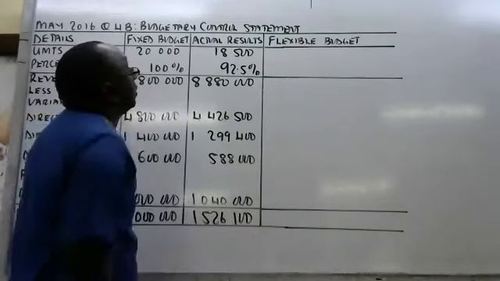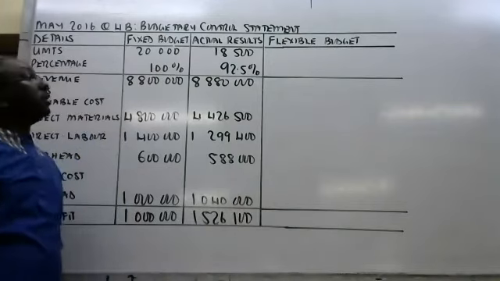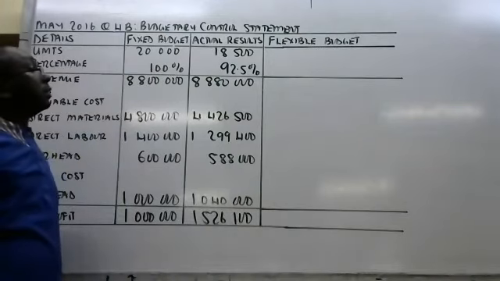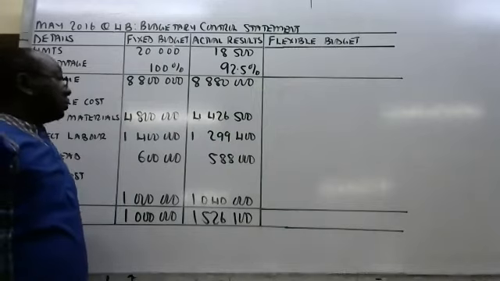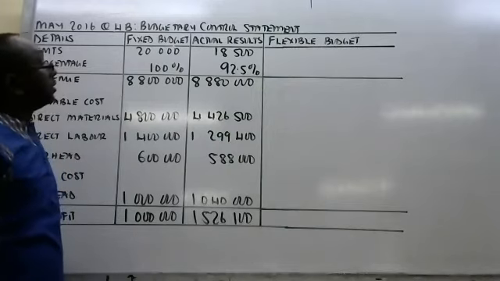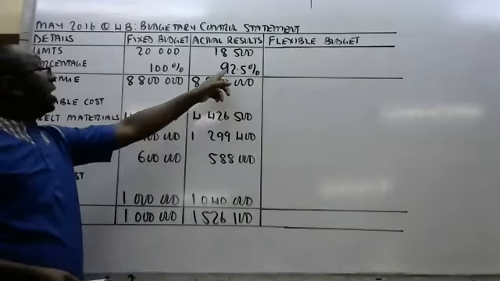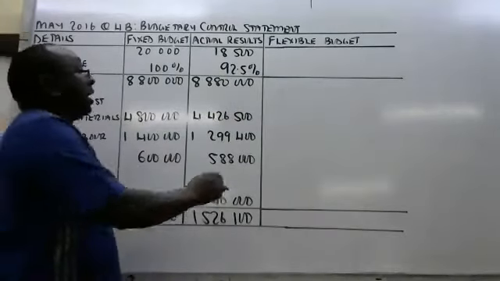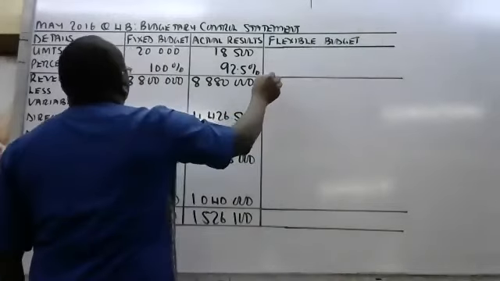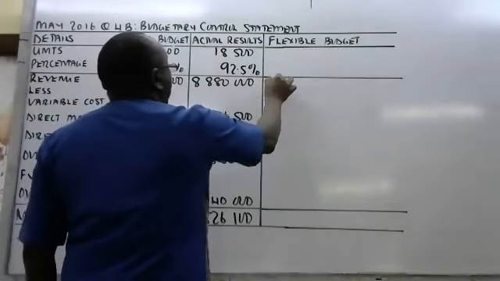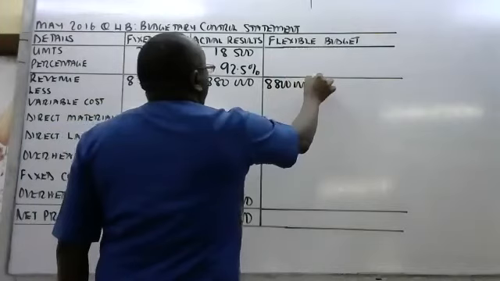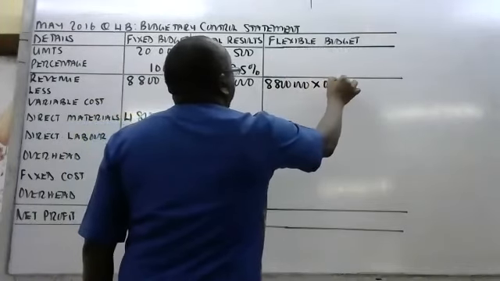$1,526,100. So this one, because we now know the percentage here, I can start here so that I know where I can get to. 8,800,000 multiplied by 0.925.